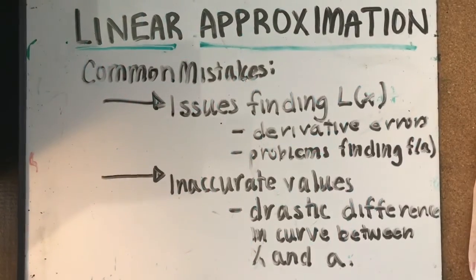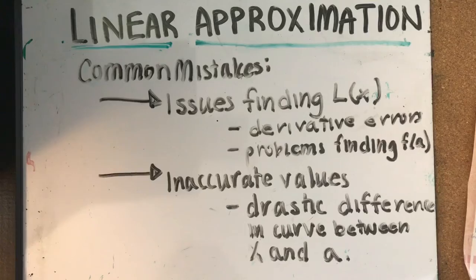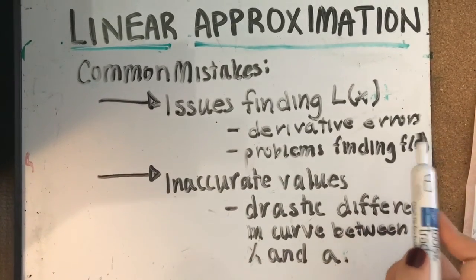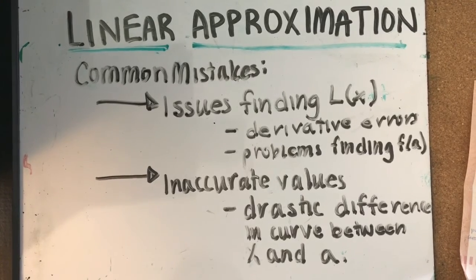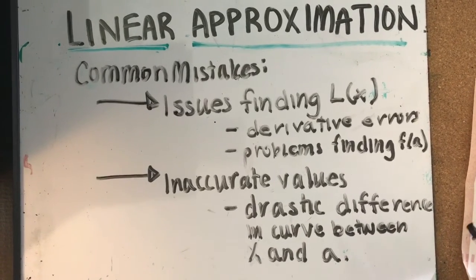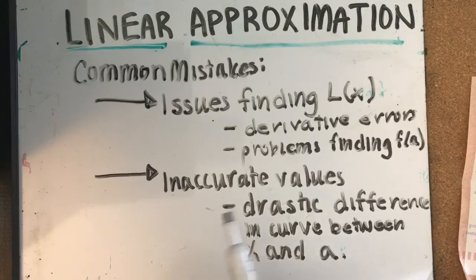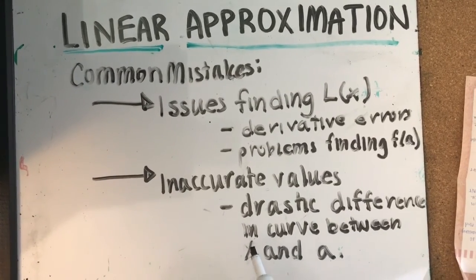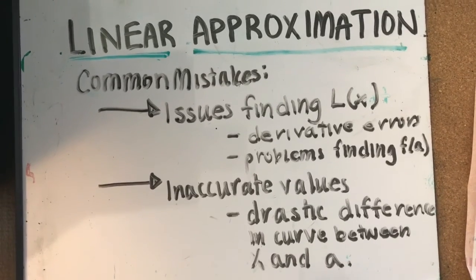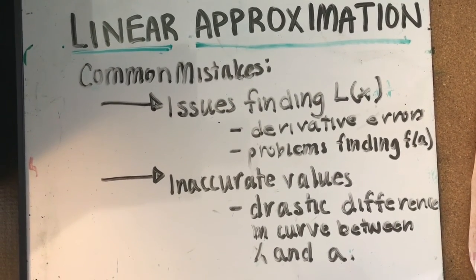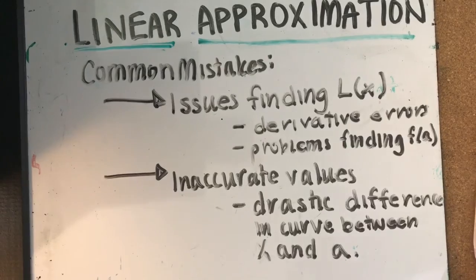Some common mistakes when using linear approximation include issues finding L of x, meaning derivative errors and problems finding f of a in particularly difficult equations, and inaccurate values caused by a drastic difference in the graph between x and a, causing your approximated y values to be above or below the actual y values.